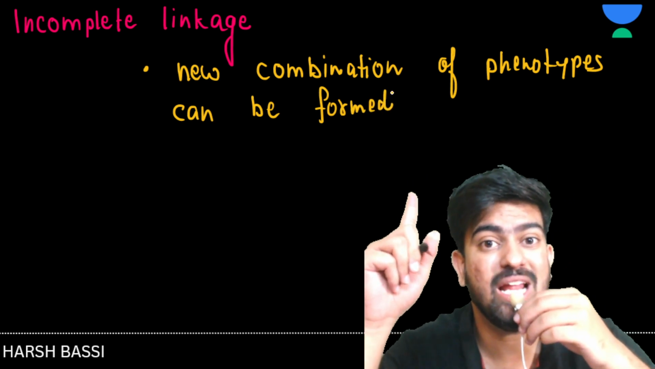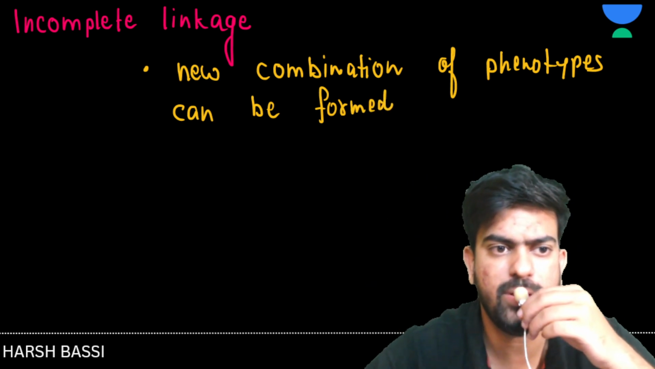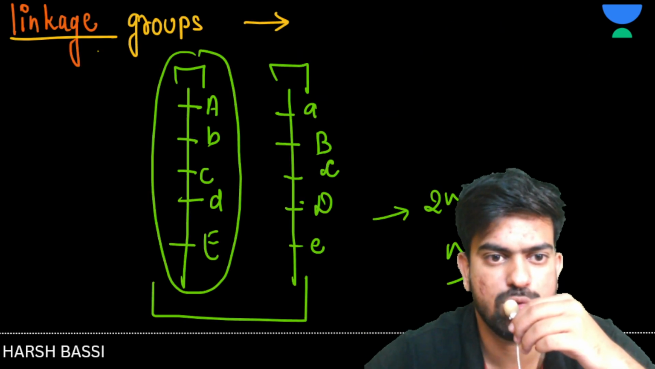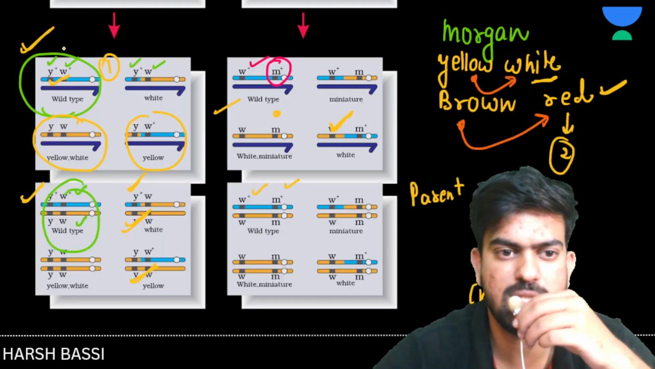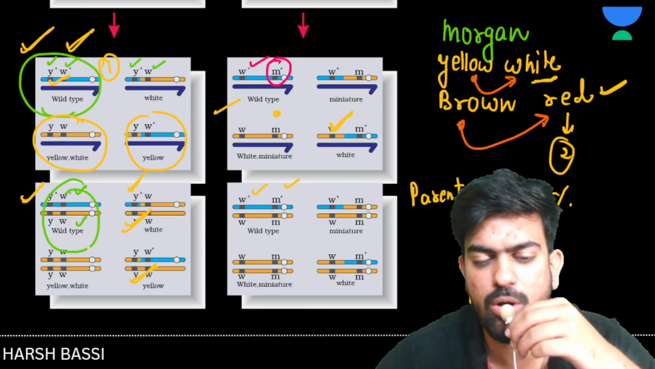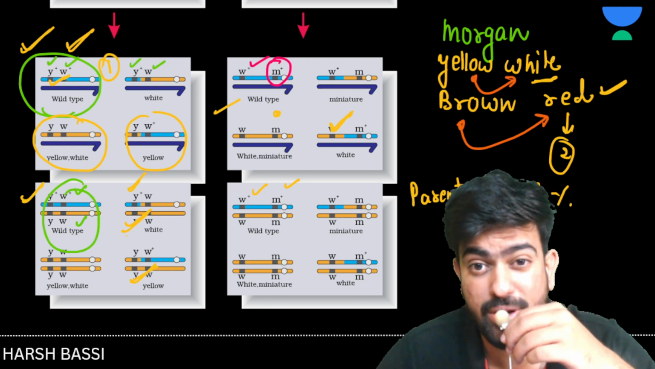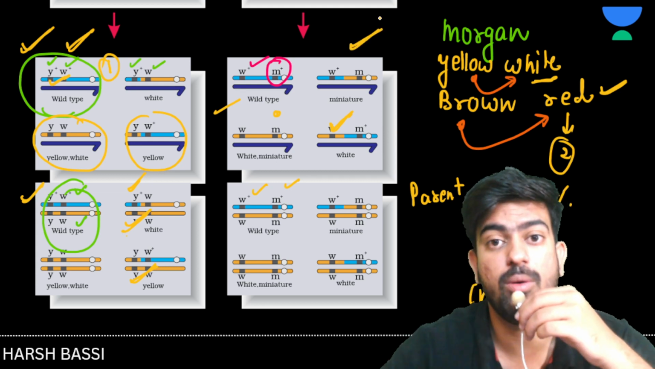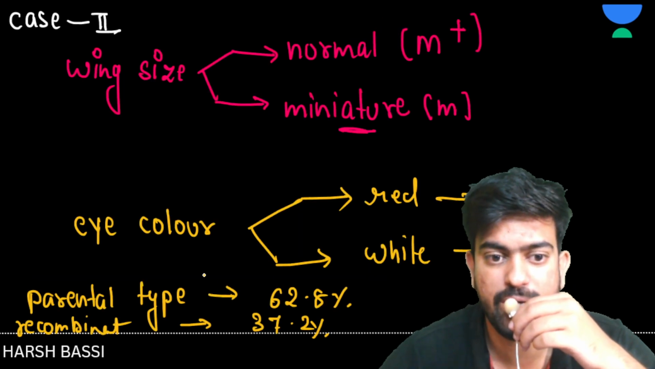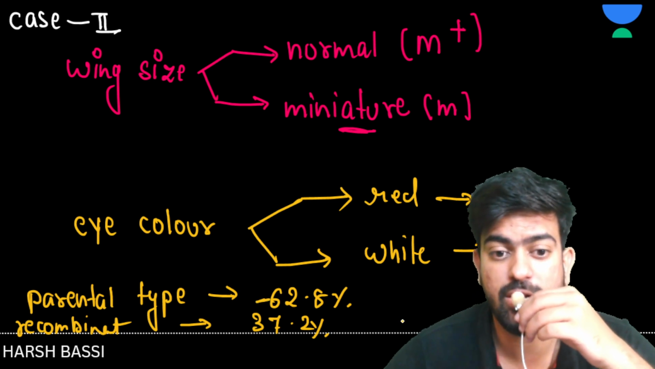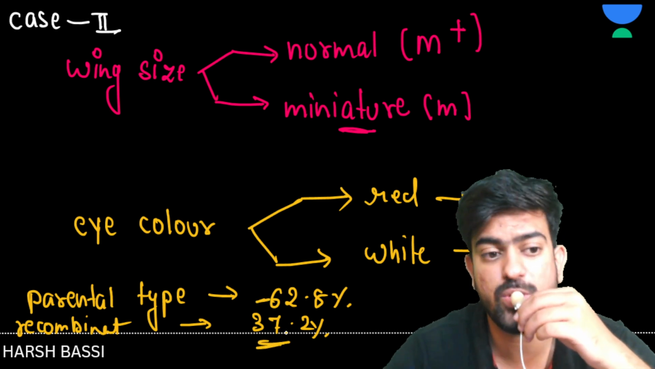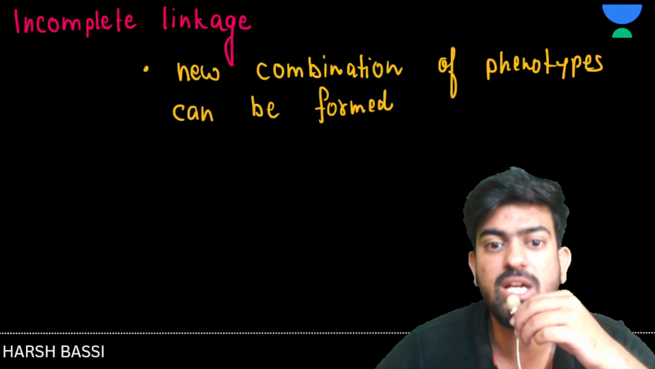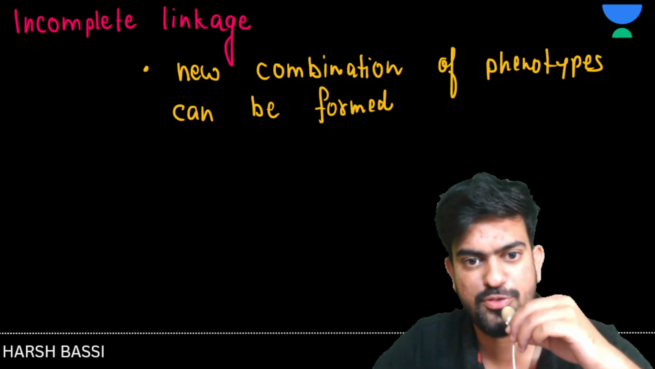Just like it was happening in the first cross. You remember this one? See here, I'll show you. In this case, we can see the recombinants were formed, like 1.3%. The recombinants were formed in the second cross also. Yes or no? The recombinants were 37.2%. So in these cases, the linkage is incomplete, because still new combinations of phenotype are formed.